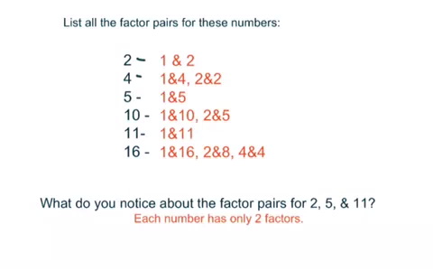So what did you notice about the factor pairs for 2, 5, and 11? Hopefully, you noticed that each number has only 2 factors, the number and 1. Hopefully that's what you got.